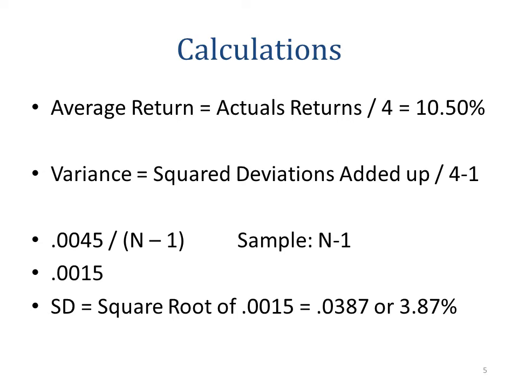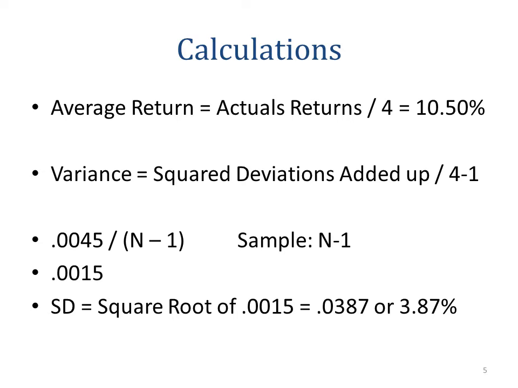So that's what we did here. Now, because it's a sample, we add all that up and we divide by 4 minus 1, where 4 is the n, the sample number. Because it's a sample calculation, you do n minus 1. So 4 minus 1 is 3. So we take the 0.0045, that was the total number that we received, divided by 3. And that gives us 0.0015.